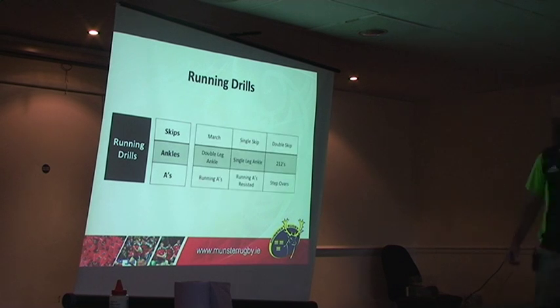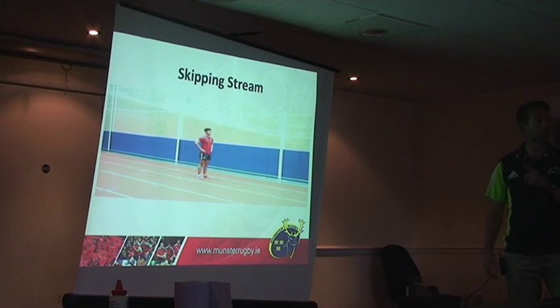For example, skips go to marches, to single skips, and to double skips. Ankles go to double leg ankle drill, which is quite simple. I'll show you videos of all these. Single leg ankle to the 2-1-2s that Greg was performing earlier. Really sport specific, a little bit quicker. And finally the A's, or the running A's, which you probably have heard of, go to resisted A's, and then to step overs, which really mimic top end running, okay? So there are progressions, and here are a few of the videos, okay, to just illustrate what they look like.